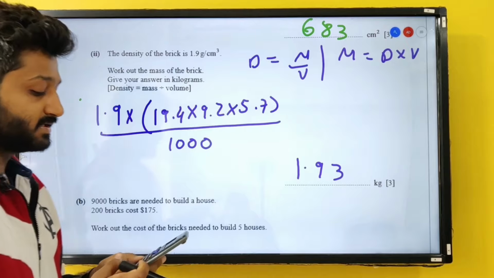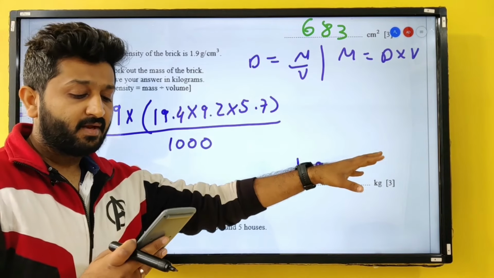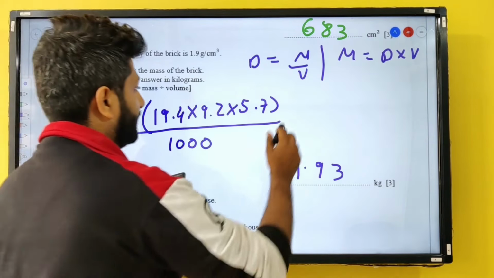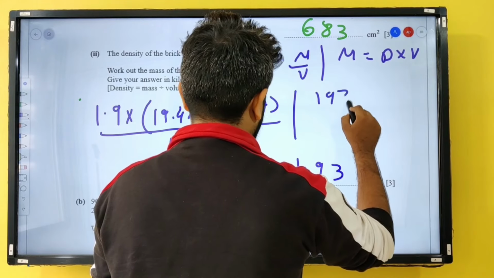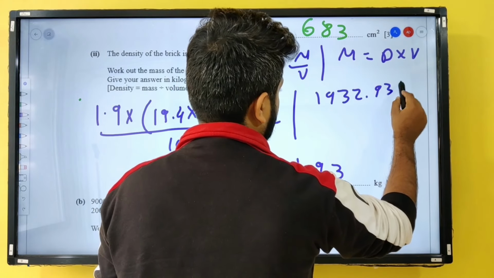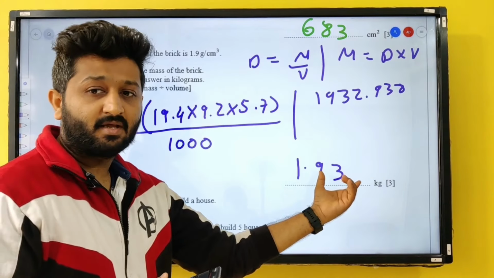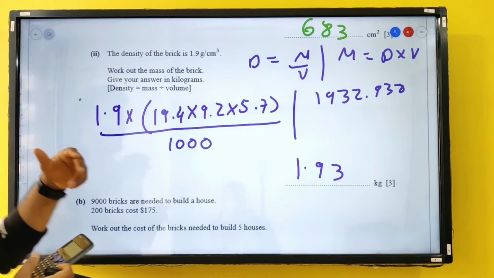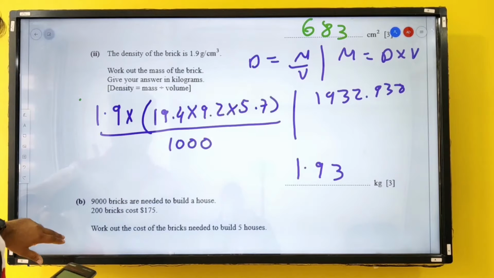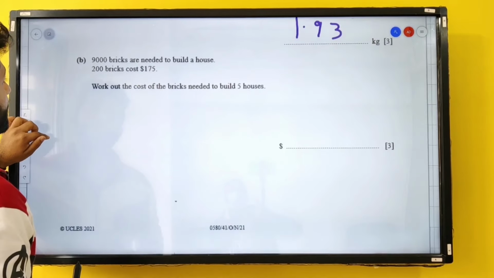See, my answer which I get is 1932.938 divided by 1000. I am writing my answer 1932.938. You should write this answer also, because in case you make any silly mistake, then you can recorrect or recalculate this. Let's move to the next question.